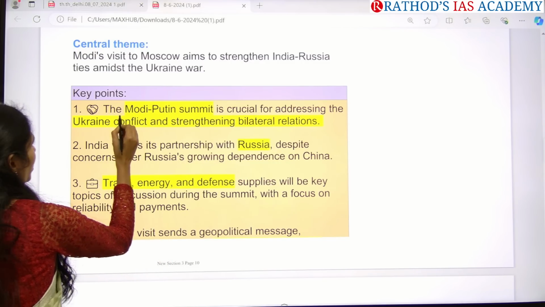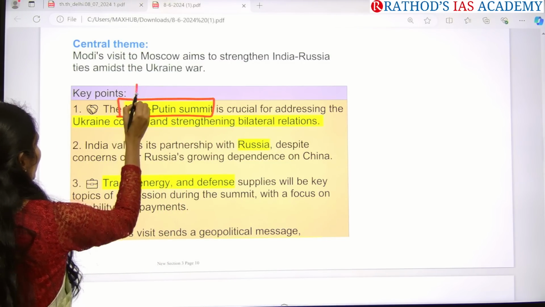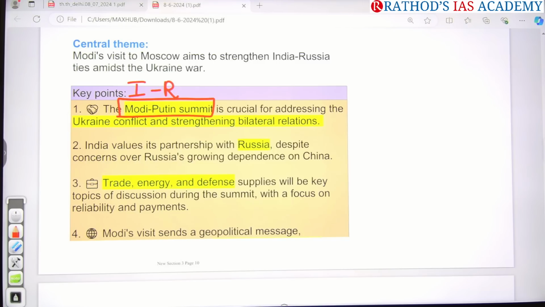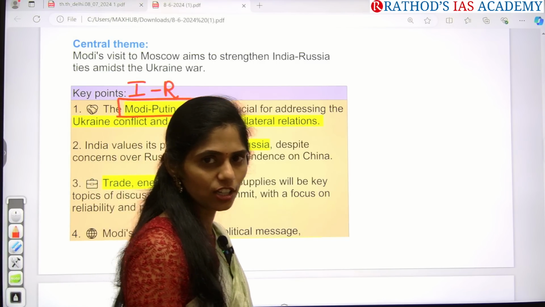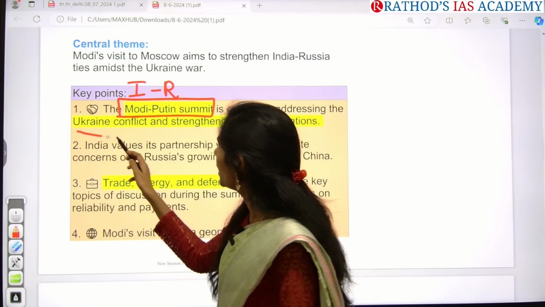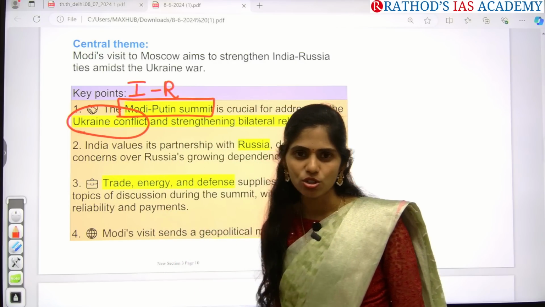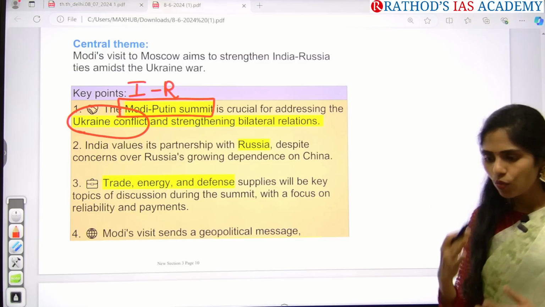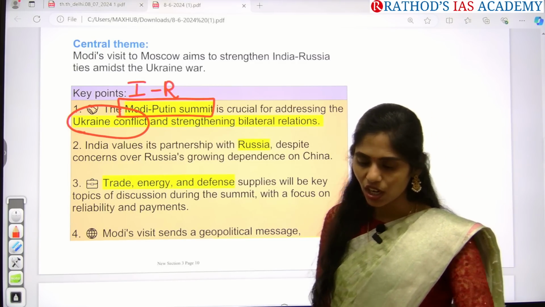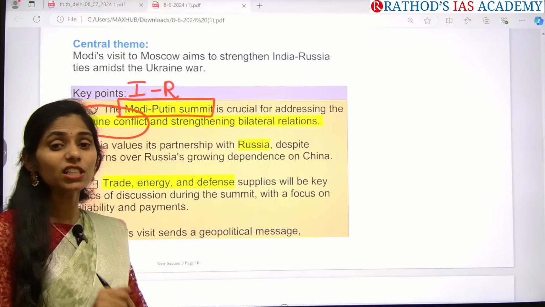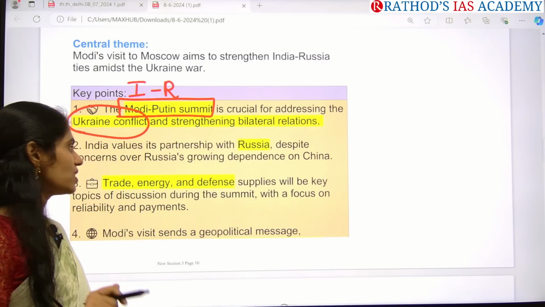Now here the Modi and Putin summit, that is the India and Russia summit, is very crucial because we are going to address our issues, which are bilateral relations between India and Russia, and as well this article says that even the Ukraine conflict is there. So we can have a talk on this Ukraine conflict also. Okay, but we are not focusing on that. We are just going to see what relationship between India and Russia is responsible for the friendship, and what challenges we are seeing especially in recent times. That is one important thing.